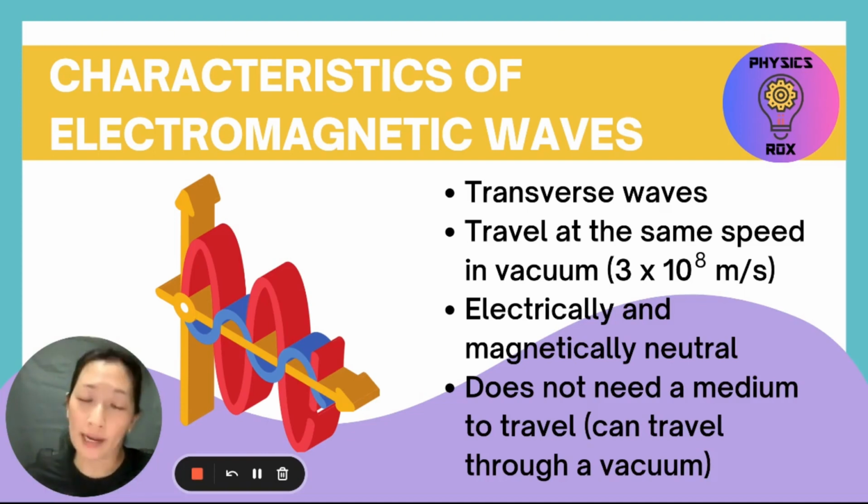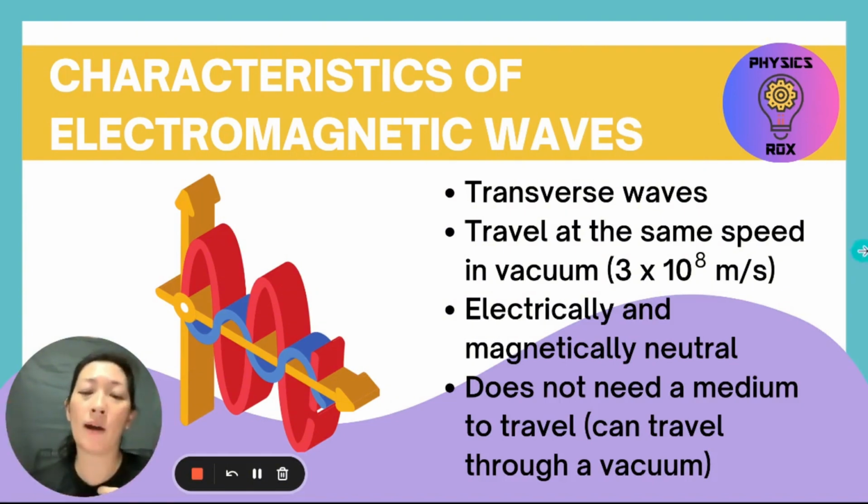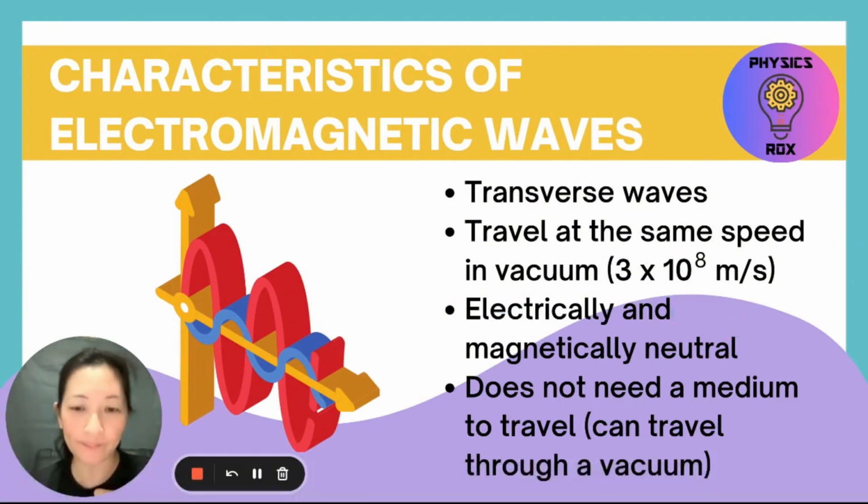Now, electromagnetic waves may consist of electrical and magnetic fields, but that doesn't mean that they carry any charges or any polarity. Because they have both sides, could be both positive and negative, both north and south, basically the combination of all that makes them neutral. That's why electromagnetic waves are electrically and magnetically neutral.